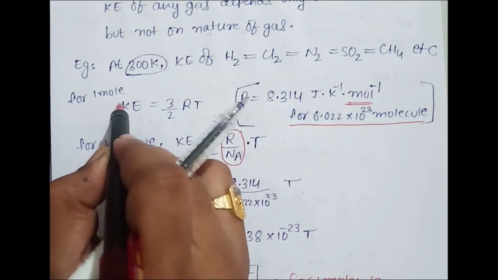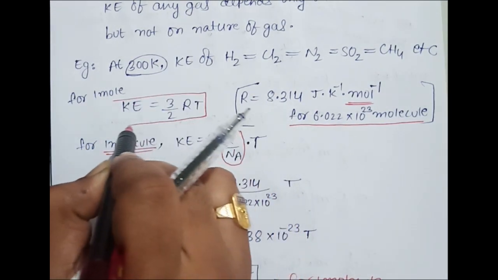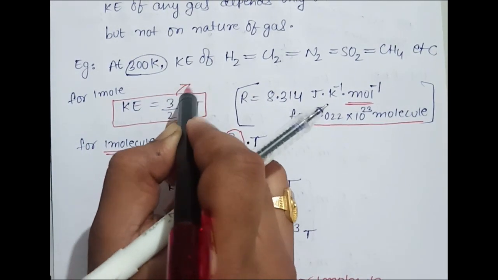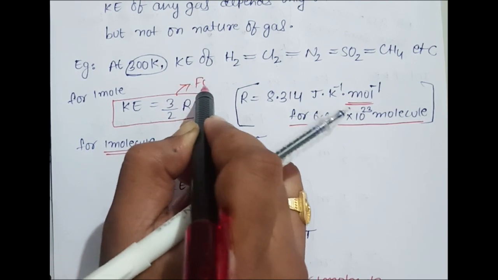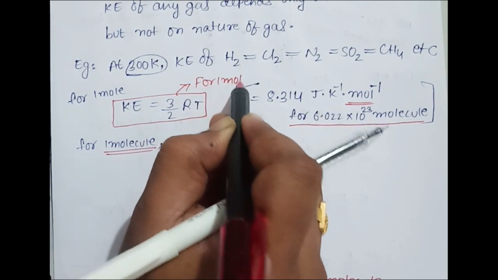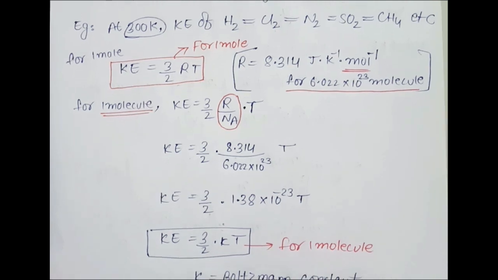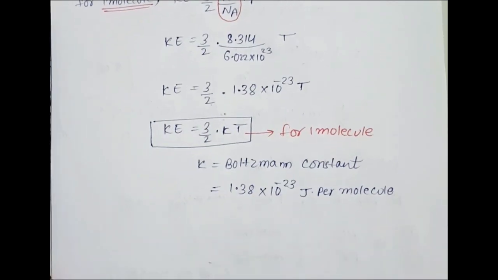But this is the formula for 1 mole of molecule. Generally in chemistry we use this one. This is for 1 mole of molecules and this is for 1 molecule. So I hope you understood this one. So this is the relation between kinetic energy and absolute temperature, right?